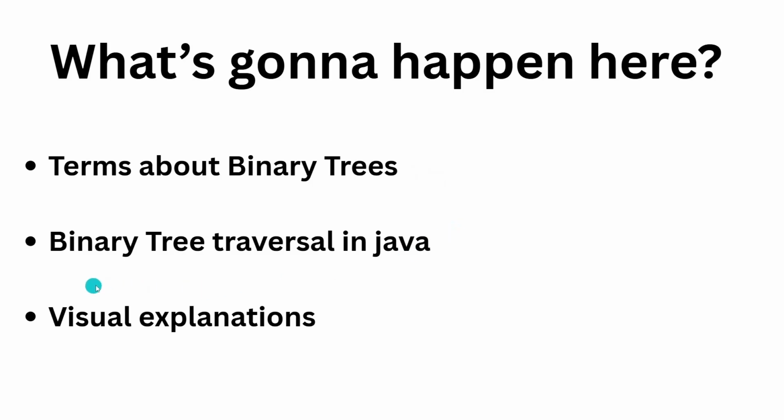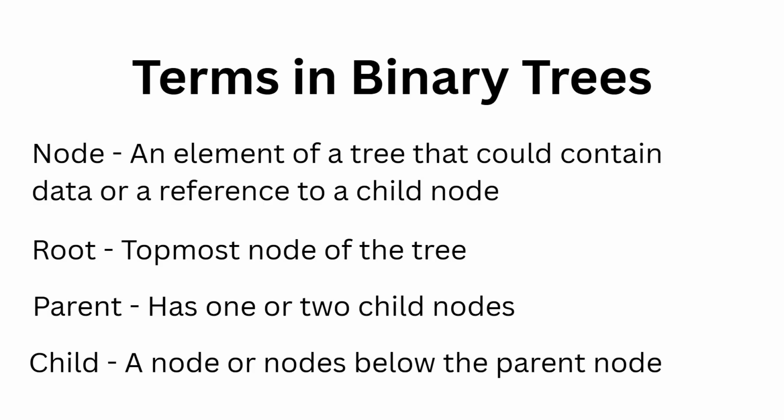All of which are going to have visual explanations, so you're going to be able to see exactly what is going on. So let us go for the first topic we're going to do. Terms in binary trees. Let's look at the node. A node is an element of a tree that could contain data or a reference to a child node.